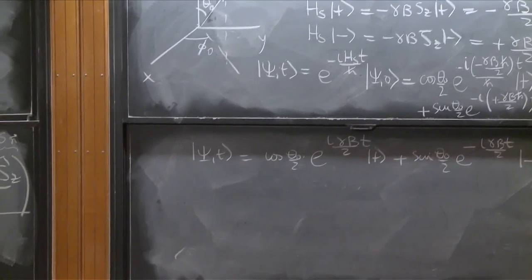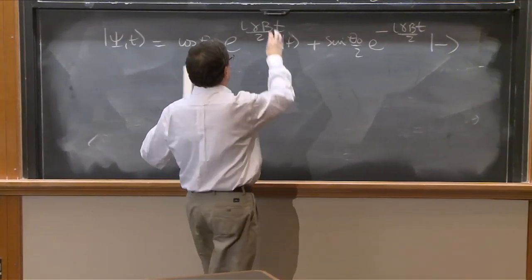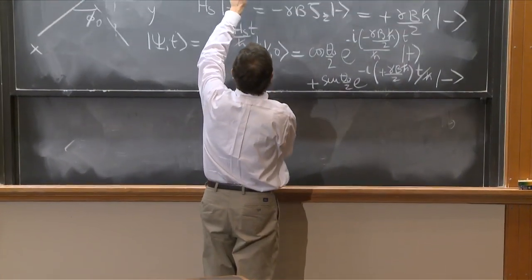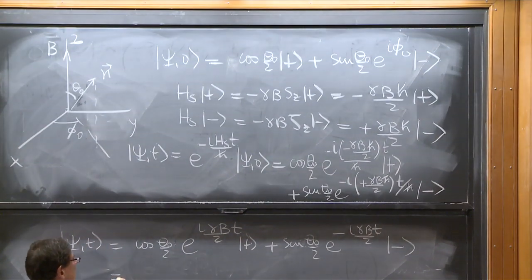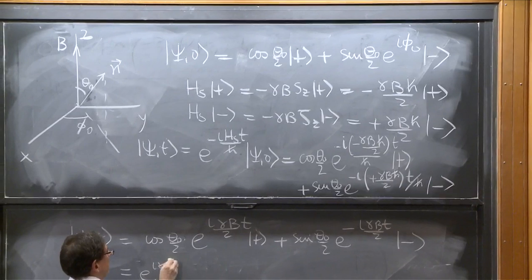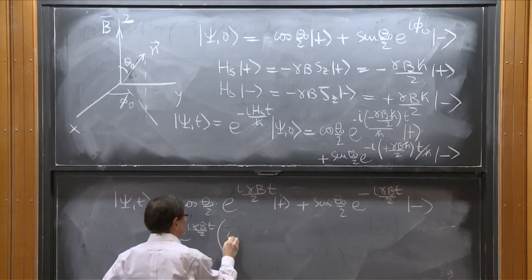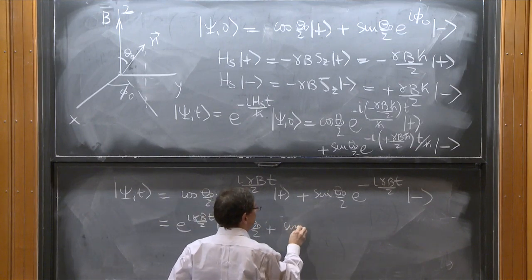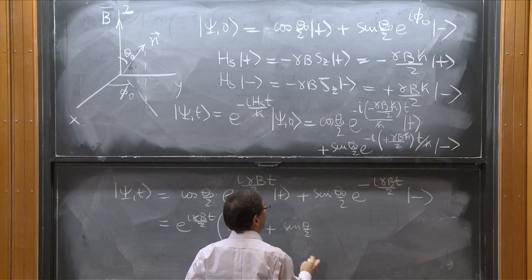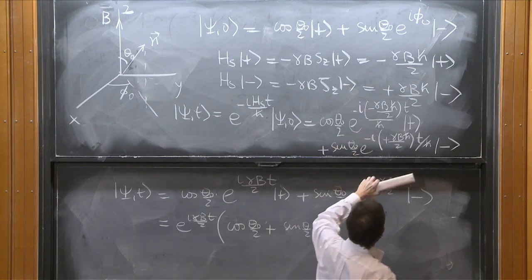This state is not quite in readable form. To compare it with a general n state, you need no phase here. So we must factor this phase out, e to the i gamma b t over 2. And it's an irrelevant phase. So then you have cosine theta naught over 2 plus sine theta naught over 2. I'm sorry, I forgot to have the e to the i phi naught here.